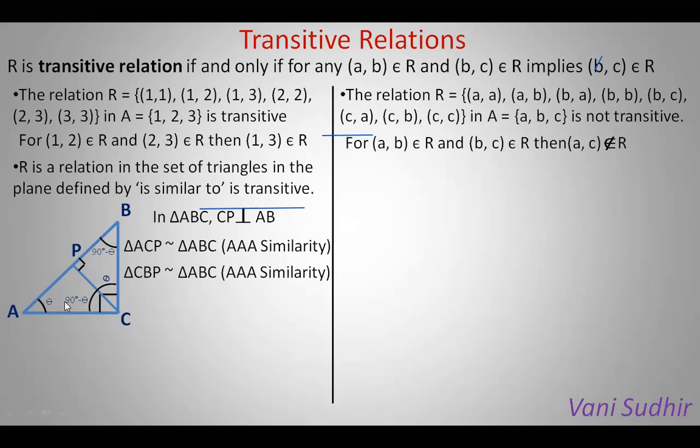Then what can you say? This triangle is similar to the whole triangle. This triangle is similar to the whole triangle. Then they are similar to each other, no? This we wrote. How? By the transitive property. There you are using the transitive property.